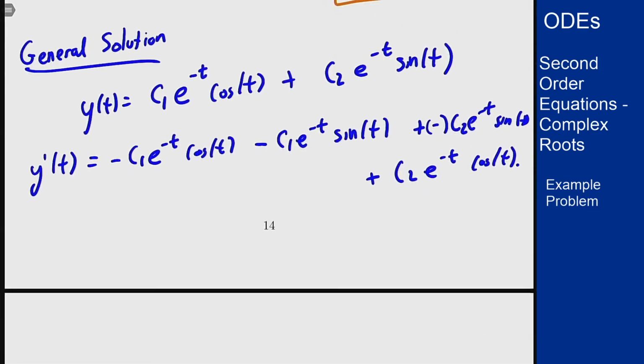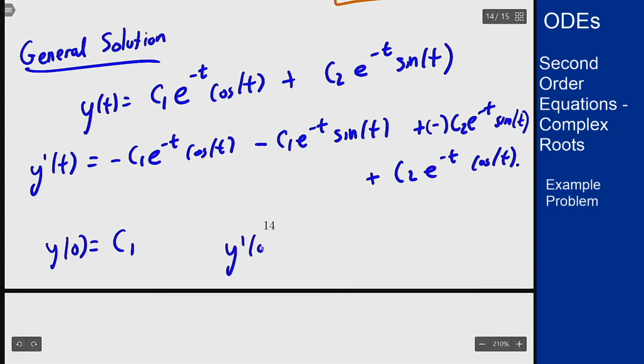Now, to set up our equation, we can plug in 0 to each of these. Thankfully, because we have a bunch of sine terms, those will all vanish when I plug in 0, because sine of 0 is 0. When I plug in 0, I will get that y(0), plugging into the first equation, c1 e^0 is 1, cosine of 0 is 1, so I get a c1. And the sine term vanishes, so I just get nothing there.